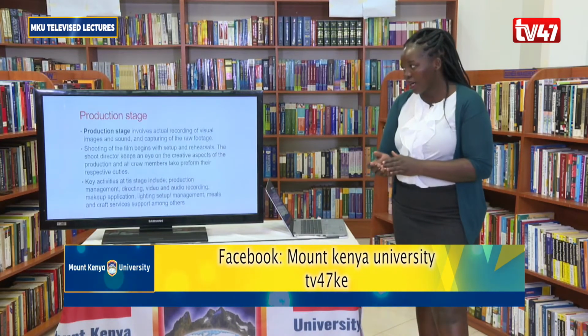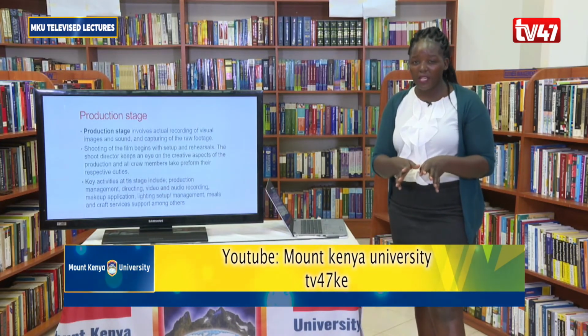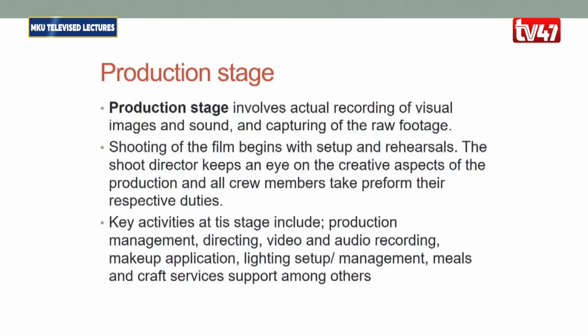So that is the pre-production stage, the very first stage, and then we move straight ahead to the production stage, and we say that this involves actual recording of visual images and sound, and capturing of the raw footage. So this is where most of the work in production is done. At this stage, you're doing the actual recording. Remember you had come up with the concept that you wanted to produce. And so at this stage, this is where you do the actual recording of the visuals and images and sound, and capturing of the raw footage.